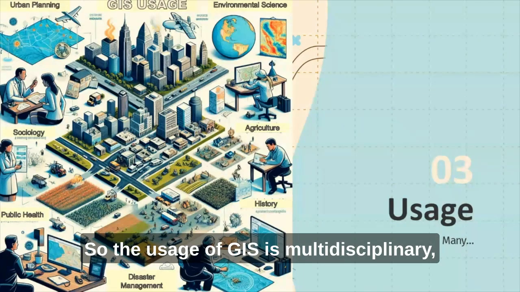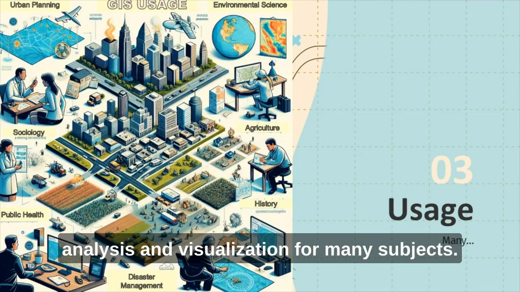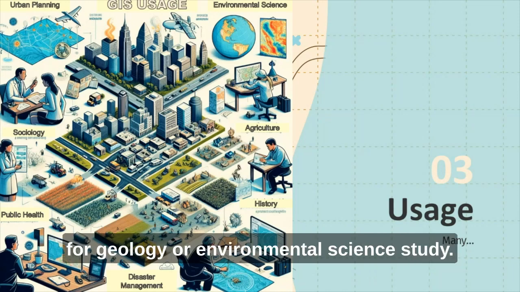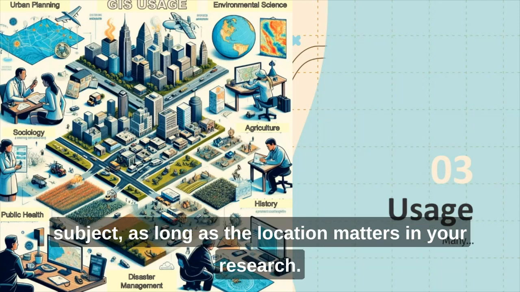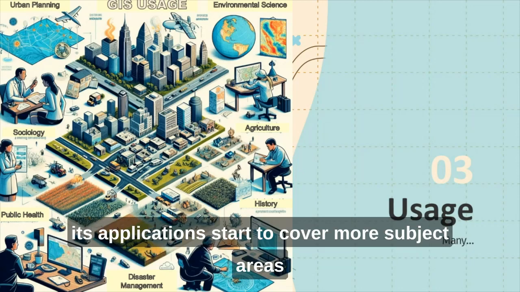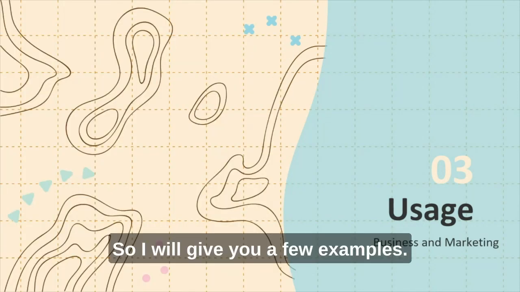So the usage of GIS is multidisciplinary, and it unlocks the potential for spatial analysis and visualization for many subjects. Don't think it's a tool only for geology or environmental science study. As I mentioned, GIS is a powerful tool for any subject as long as the location matters in your research. And as more GIS software is being developed, its applications start to cover more subject areas in, for example, arts and humanities. So I will give you a few examples.